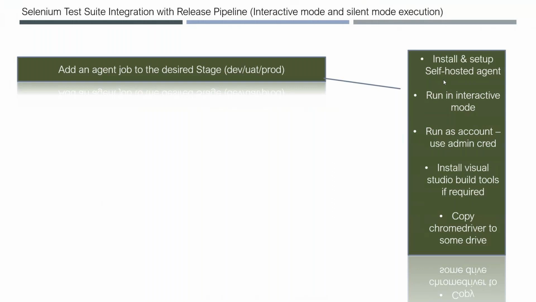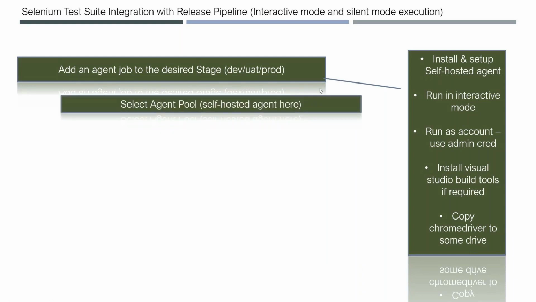And when configuring this agent job, we have to use admin credentials to run the job, and we need to ensure that the required software is there. I mean, Visual Studio and the .NET framework, we already have it. We also need to have the Chrome driver somewhere on your server, wherever you are running these Selenium test cases, and that is the path we are going to put in our variable section as well. Okay, that's about the agent job.